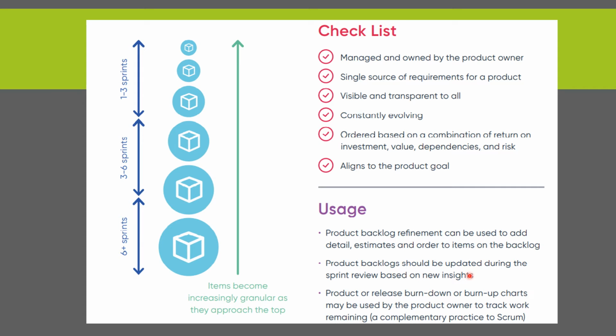The product backlog should be updated during the sprint review based on the new insights. It's very, very important that the product backlog should be updated in the sprint demo meeting itself for the future releases. Very, very important. A product or release burn down or burn up chart may be used by the product owner to track the work. So it is a very important aspect for a product owner to use the release burn down or release burn up, right?